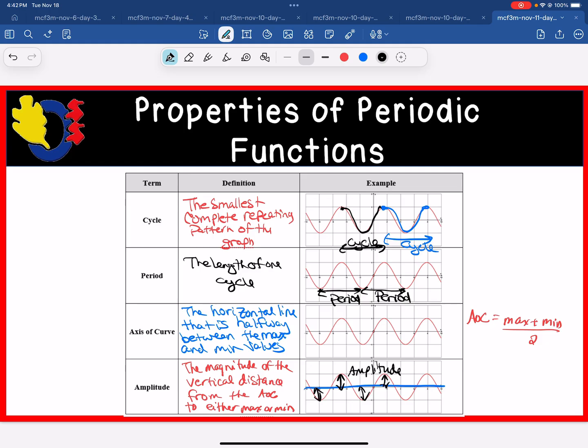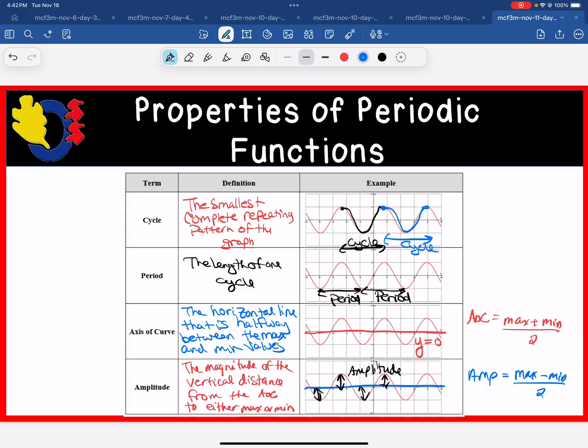Okay, axis of curve on the previous one, I forgot to sketch that in. So in this case, the AOC is the equation y equals 0. Because it's a horizontal line, it's always in the form of y equals some number. The amplitude also has a formula. It's very similar to the AOC, except instead of adding, we're subtracting. So the amplitude is equal to max minus min divided by 2.